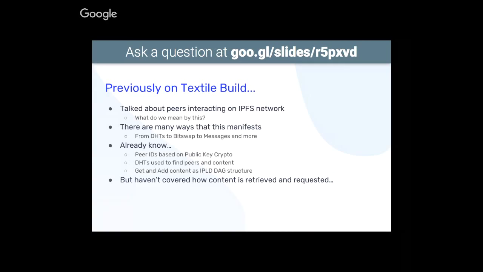We also know that distributed hash tables are used to find or query peers by their peer ID and content by its content ID on the IPFS network, and that we can get and add content to the network as IPLD DAG structured objects. So basically a hierarchically linked tree of data, or more properly a DAG, directed acyclic graph. So the next step is to cover how content is actually retrieved and requested among those peers. We know what they're looking for and how they look for it, but once they've done that, how do they actually exchange that information?